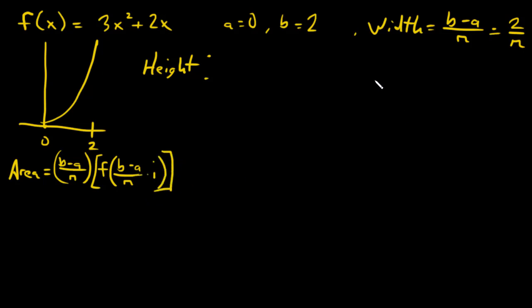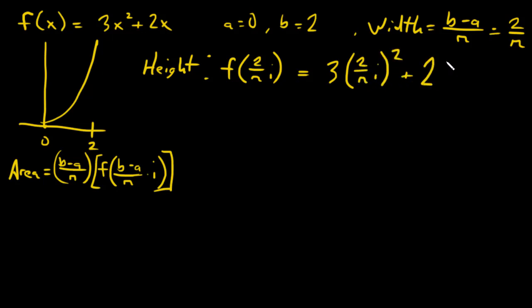Okay, so for the height now, it's going to be 2 over n times i. Well, what will that give me when I plug it in up here? Well, when I plug in 2 over n i, I'm going to get 3 times (2 over n i) squared plus 2 times 2 over n i. Okay, so that's going to be my height, this thing right here.